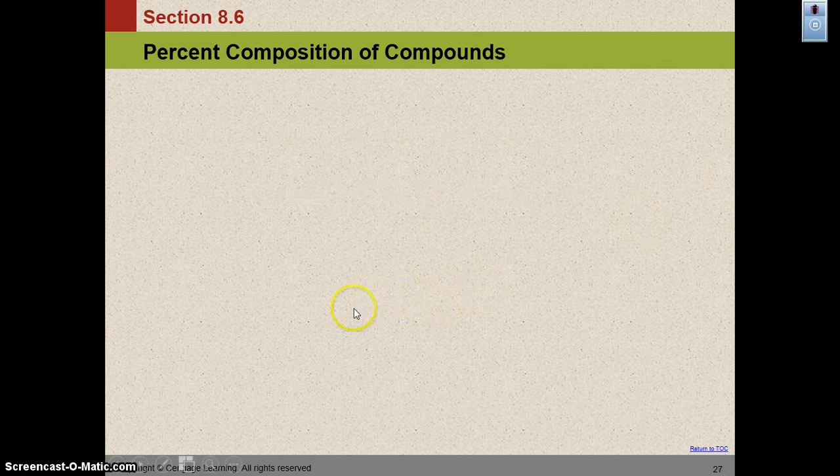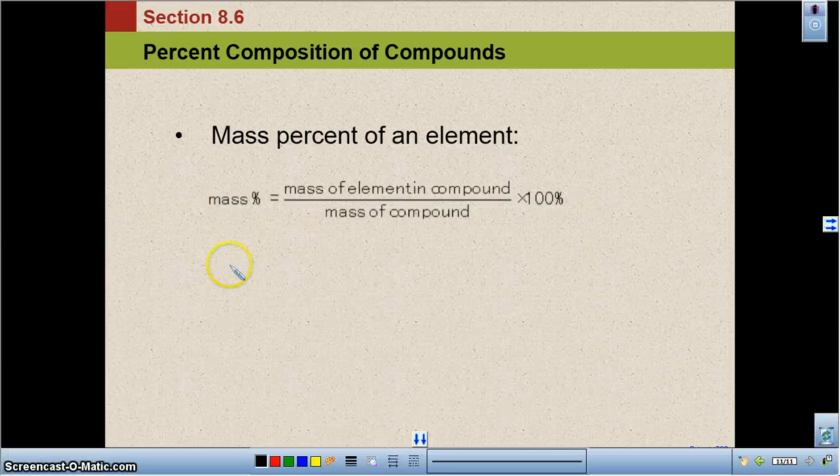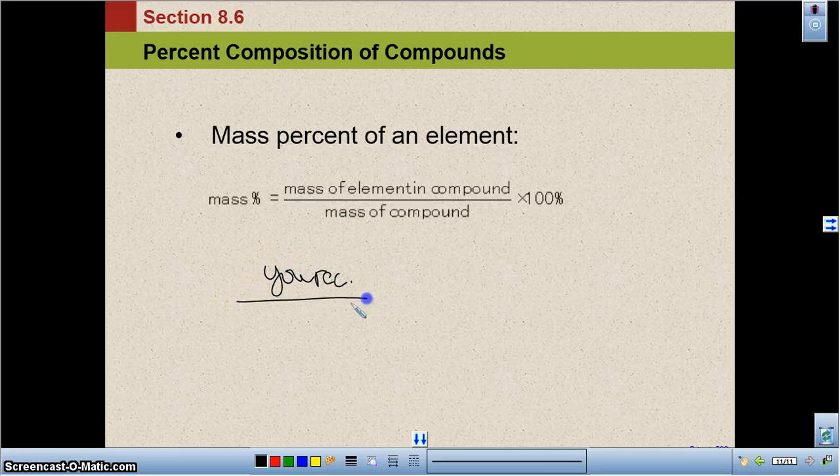This is kind of similar to if you were to have a test. Let's say you wanted to know your percent on the test. You would take what you received, divided by the total possible, and multiply it times 100, and that would give you the percent on the test. Well, it's the same thing when we're looking at the percent composition of compounds. We're going to find out how much each element's mass is in that compound, divide it by the mass of the total compound, and multiply it times 100.